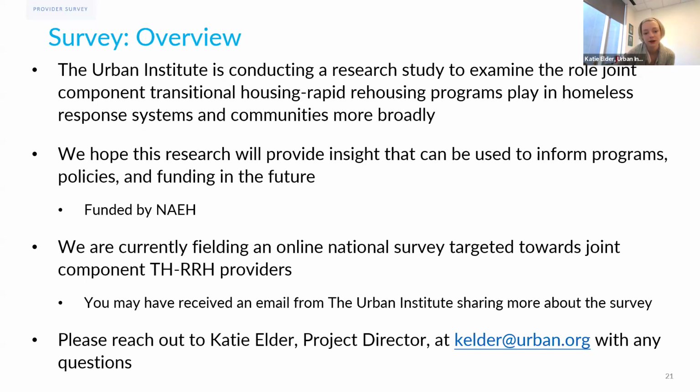We're hoping that ultimately these findings will have some bearing on policy and best practices in TH-RRH programs, as well as helping to inform funding priorities. We're also hoping to provide at least some emerging evidence around program characteristics and implementation experiences, with the goal of better supporting the needs of people experiencing unsheltered homelessness. As part of that study, we recently launched a survey of TH-RRH providers to better understand their programs and services. You very likely may have received one or even a few emails from our team inviting program staff and providers to take the survey so that we can get your perspective on your community's joint component program.